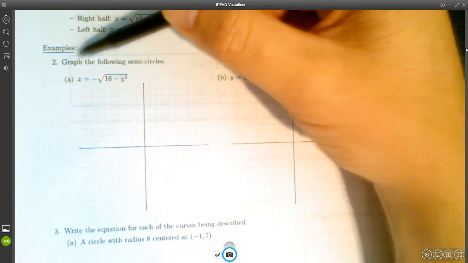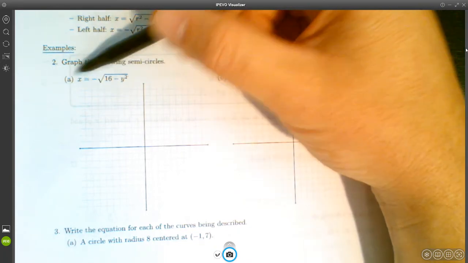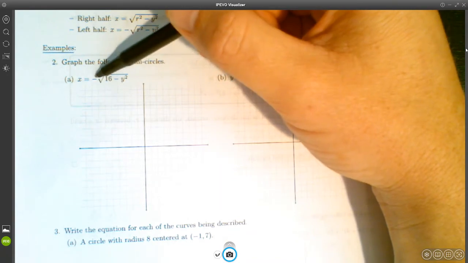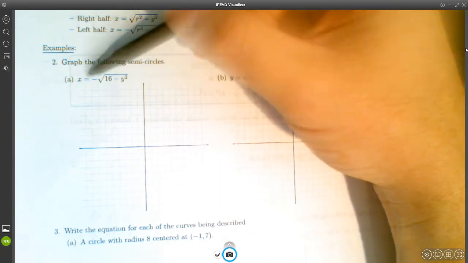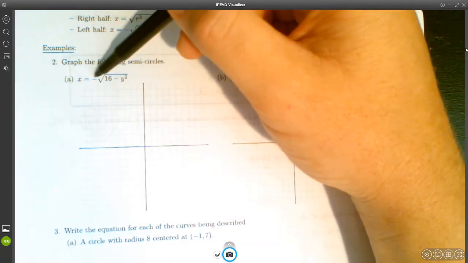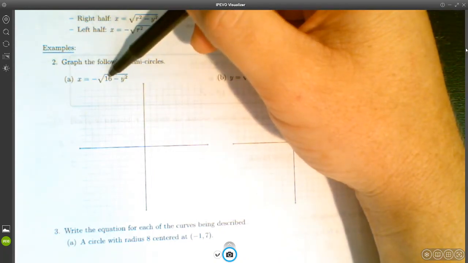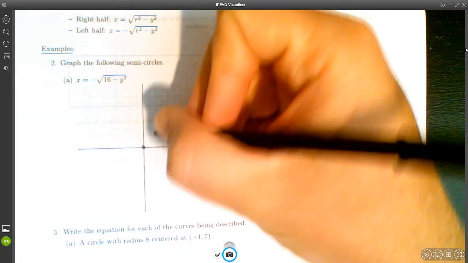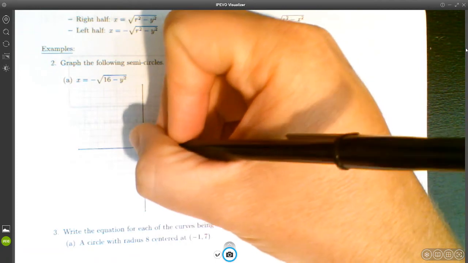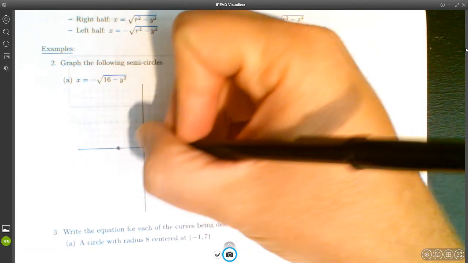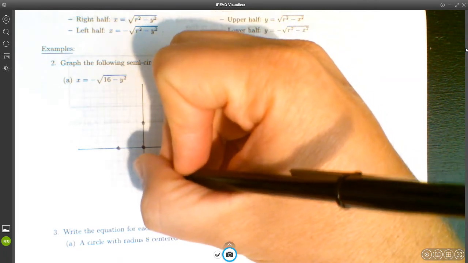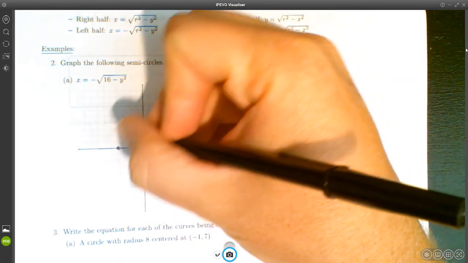Here I've got a semicircle. It's an x equals blah, so that tells me it opens left or right. And then the negative sign out here tells me that it's the left half. This is the left half of the semicircle centered at 0, 0 with radius 4. So it's centered at 0, 0, radius 4, but it's only the left half, so I'm going to go 1, 2, 3, 4 in each direction. Okay, so it's just this semicircle.